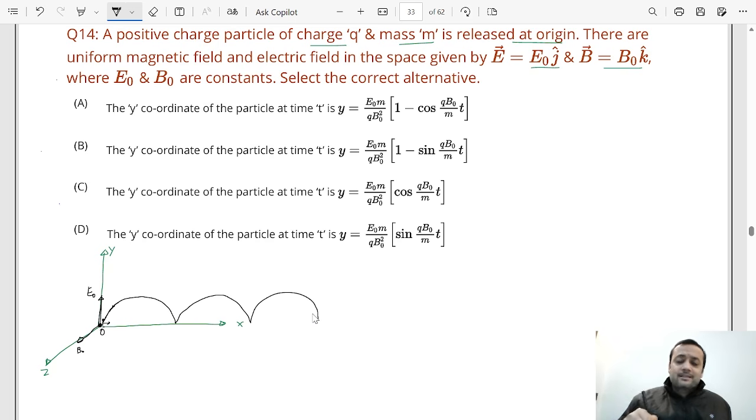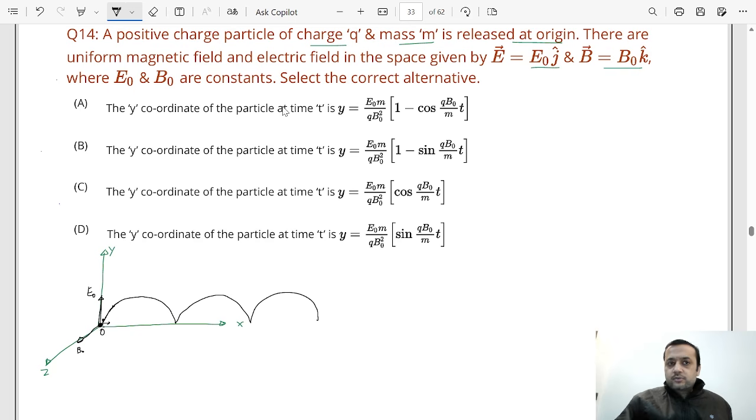This is the same path that a point on the circumference of a moving wheel has in pure rolling motion. If you remember the rolling motion, the trajectory of a point on the circumference of any purely rolling wheel with constant velocity is a cycloid, the same trajectory this particle will have. So one thing we must know is that at time 0 the particle was at origin.